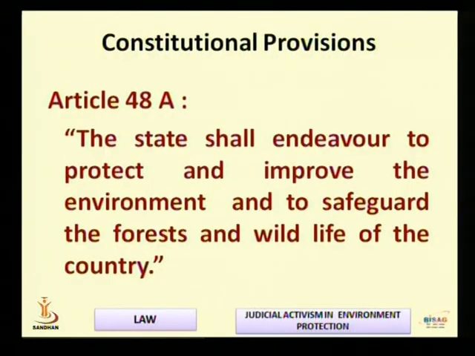In the next provision of the Constitution of India, Article 48A prescribes that the state shall endeavour to protect and improve the environment and to safeguard the forest and wildlife of the country. It is the duty of a state to protect as well as to improve the environment and to safeguard forest and wildlife of the country.